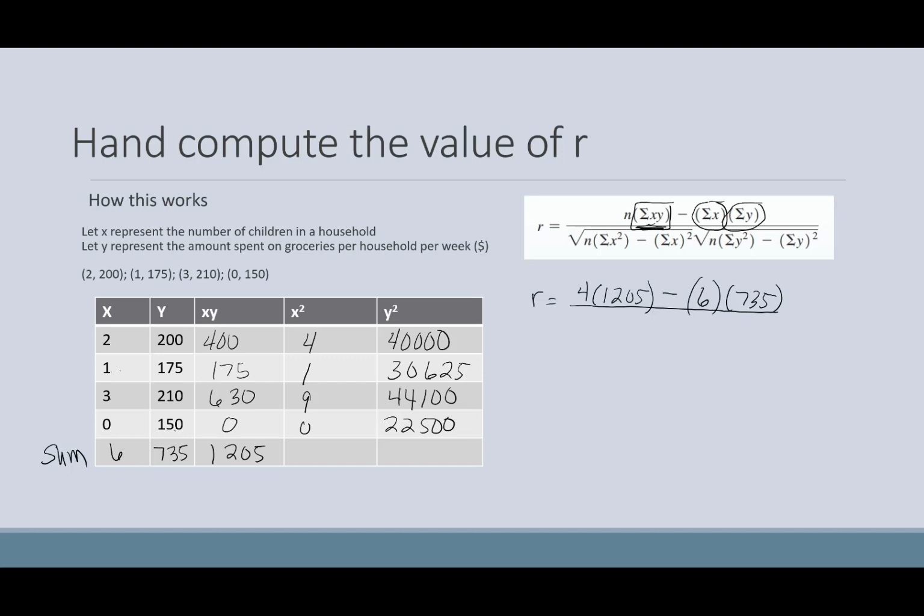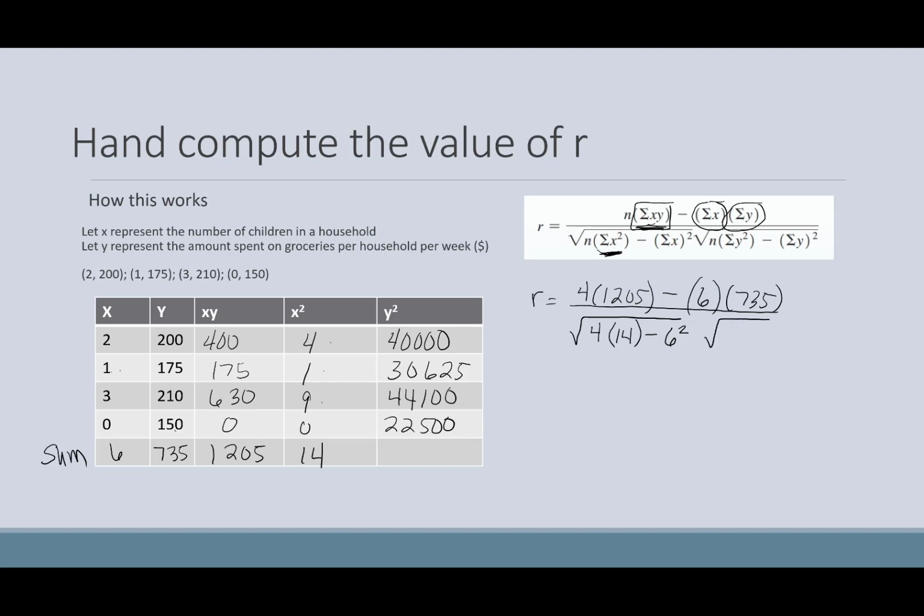Now in my denominator, I have the square root, and again I have an n show up, so I have a 4. And now this next piece here says I need the sum of my x squared values. Well, I have all my x squareds here, so I just need to go ahead and add all those up, and that gives me a 14, and that's what I will put in place there. And then now this one says I need the sum of my x's squared. So the sum of my x's was 6, and then I have to put a squared on that.